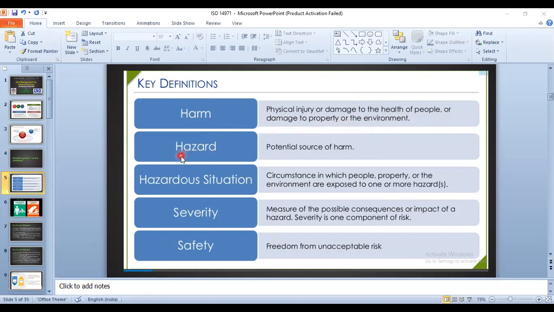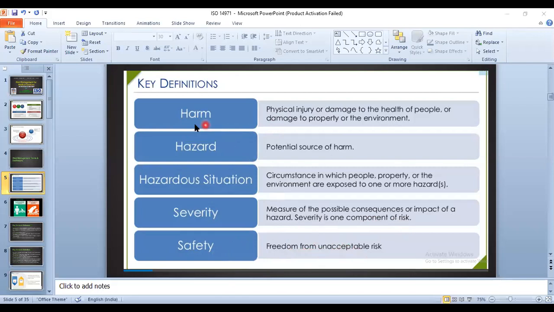See, hazard. What is a hazard? A potential source of harm is known as a hazard. What is a hazardous situation? A circumstance in which people, property, or the environment are exposed to one or more hazards is known as a hazardous situation. What is severity? A measure of the possible consequences or impact of a hazard. Severity is one of the components of risk. What is safety? Freedom from unacceptable risk.